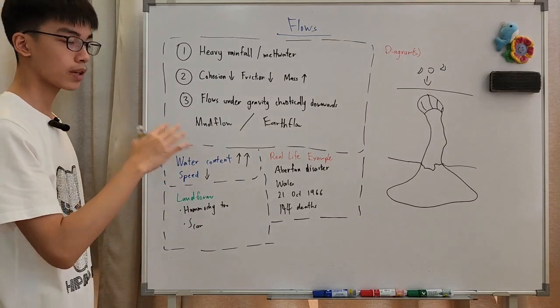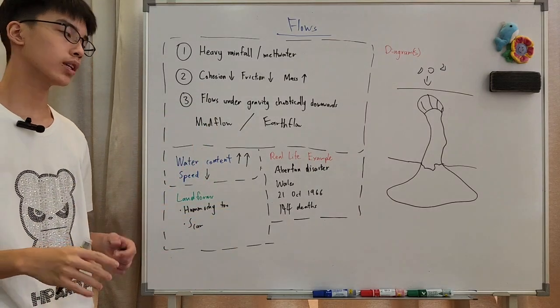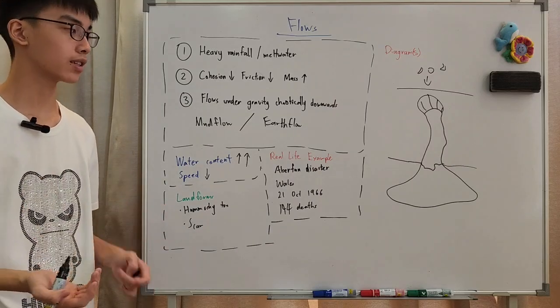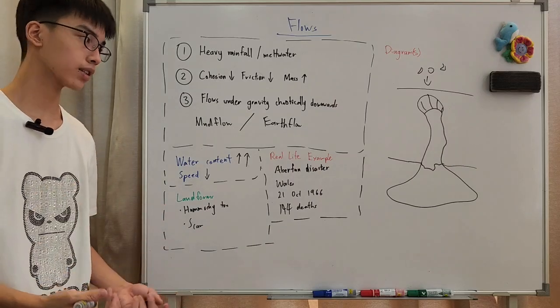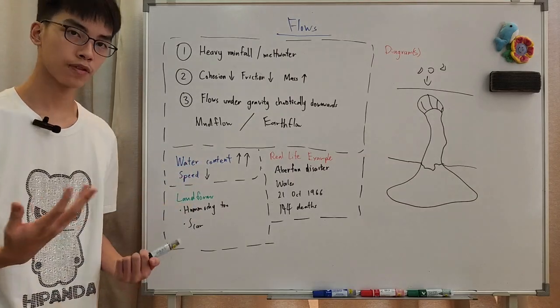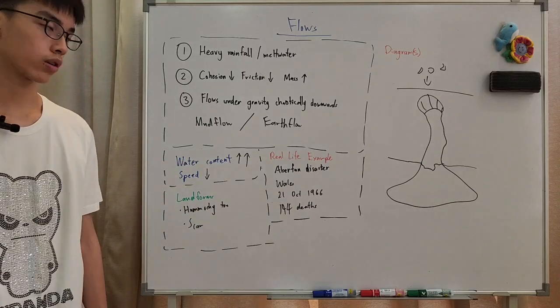So flows can either be mud flows or earth flows, and earth flows are thicker and they're slower than mud flows, and so therefore mud flows are the opposite. Mud flows are faster than earth flows and they are less thick. But the water content is really high because it's flowing like water. You need a lot of water, heavy rainfall, therefore high water content.